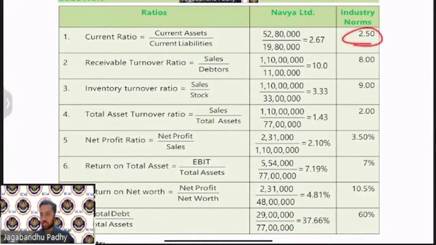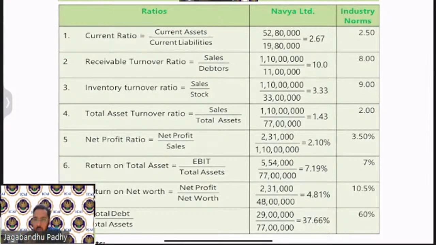So the industry norm is 2.5. Our current ratio is 2.67. We are good in that category. Receivable turnover wise also we are good. Inventory turnover wise, we are bad. That indicates we are holding a huge amount of inventory, that is, most of our funds are blocked there. Total asset turnover, as compared to the industry, we are low. Net profit margin is also lower. Return on total assets, we are really good.